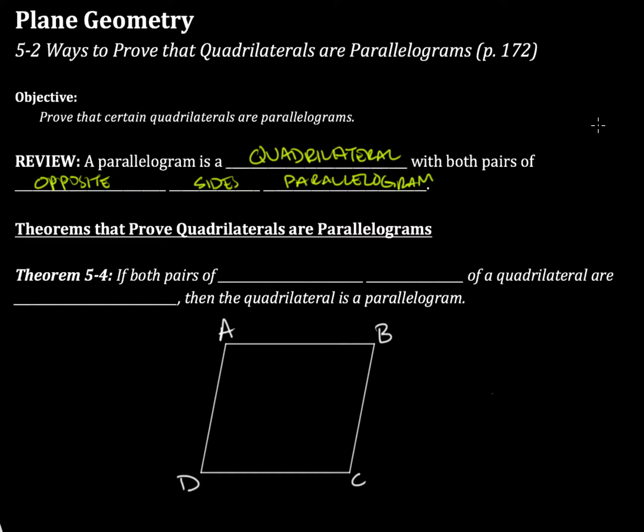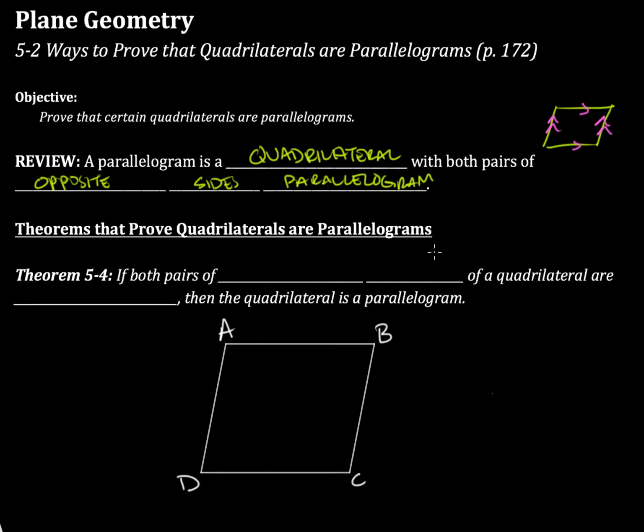So if I were to show you a quadrilateral, and both pairs of opposite sides were marked parallel, if I could show you that this was true about some quadrilateral, you would be able to tell me that that is a parallelogram by the definition of a parallelogram. But are there other ways to decide whether or not a shape is a parallelogram? And in fact, there are.